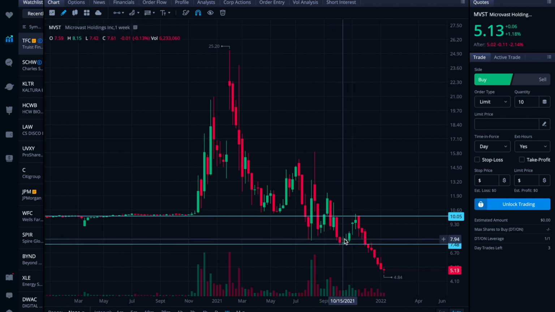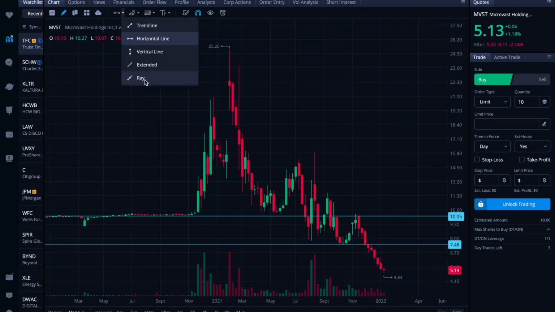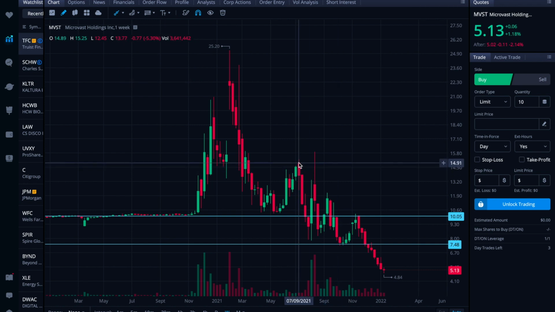So to me, that one sticks out, and then this one here as well, because you see this support level here that tried to catch here as well, and then flipped to resistance and has more recently helped lead to this pretty crazy drawdown that Microvast has been dealing with.